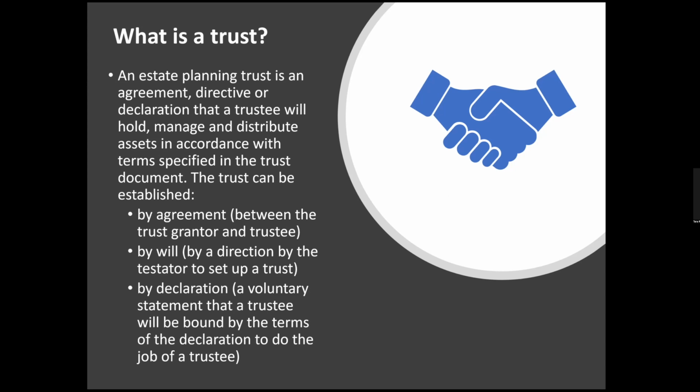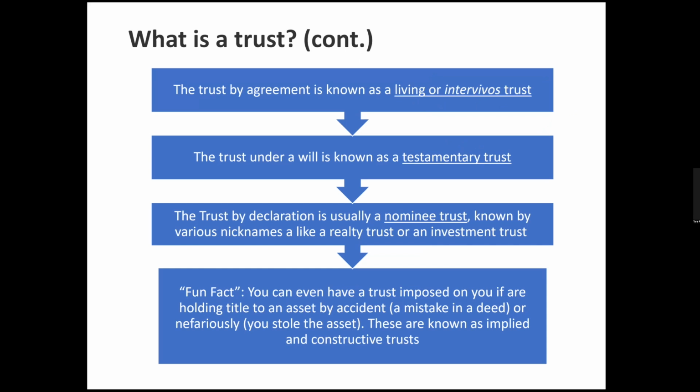And you can also have a trust created by a will. So that's a testamentary trust. And you can also have a declaration of trust. So another way of summarizing those is here. Living or inter vivos trust, that's your trust agreement. That's the vast bulk of the instruments that we would be seeing.